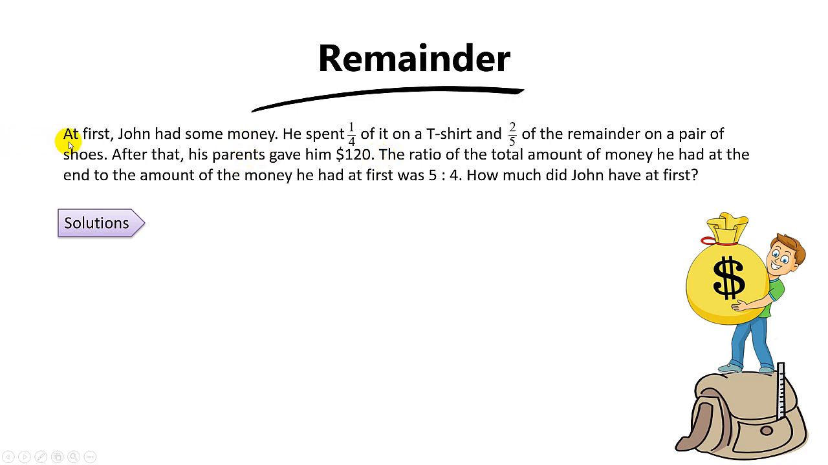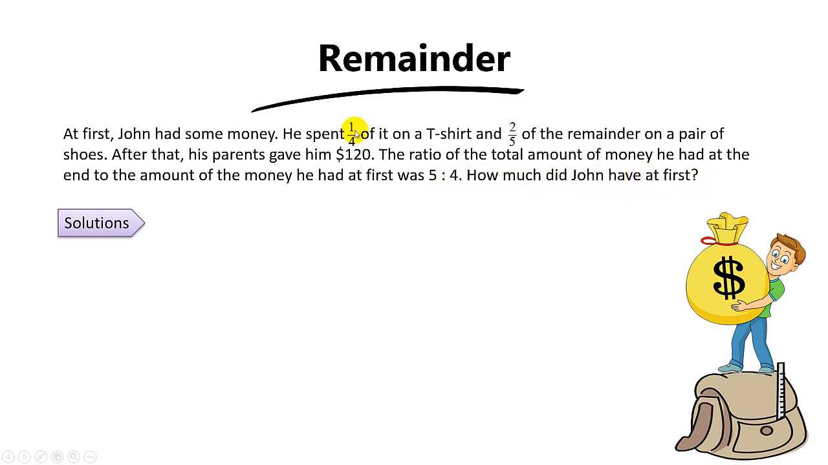At first, John has some money. He spent 1/4 of it on a t-shirt and 2/5 of the remainder on a pair of shoes. After that, his parents gave him $120. The ratio of the total amount of money he had at the end to the amount of money he had at first was 5:4. How much did John have at first?